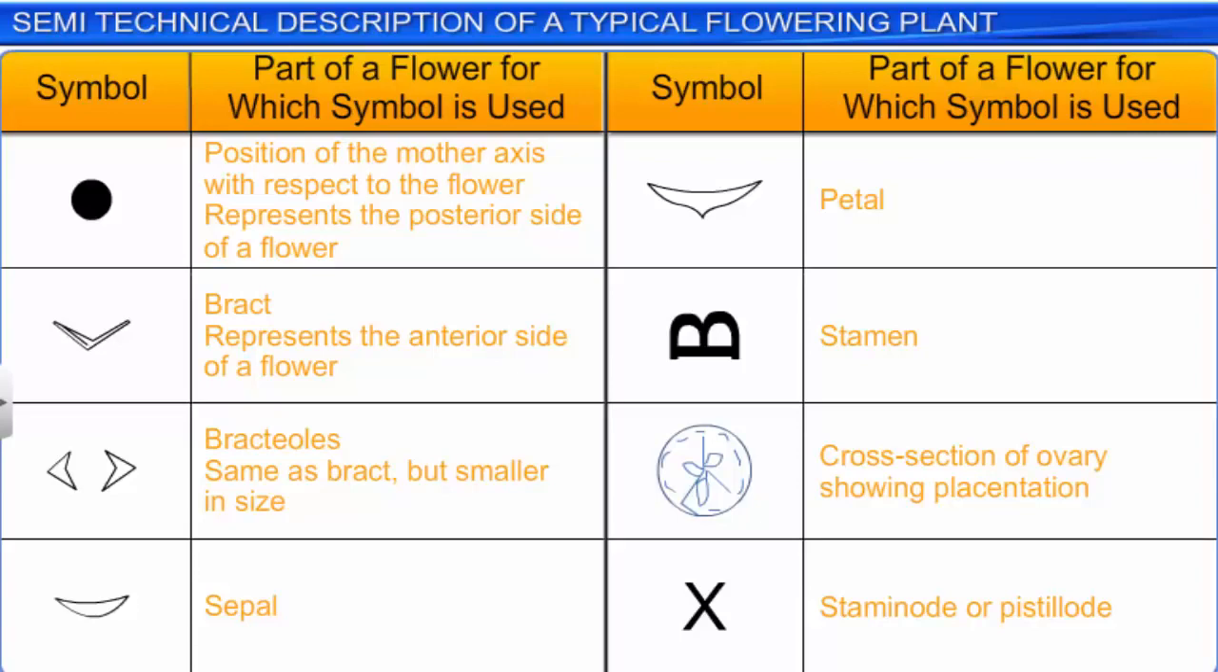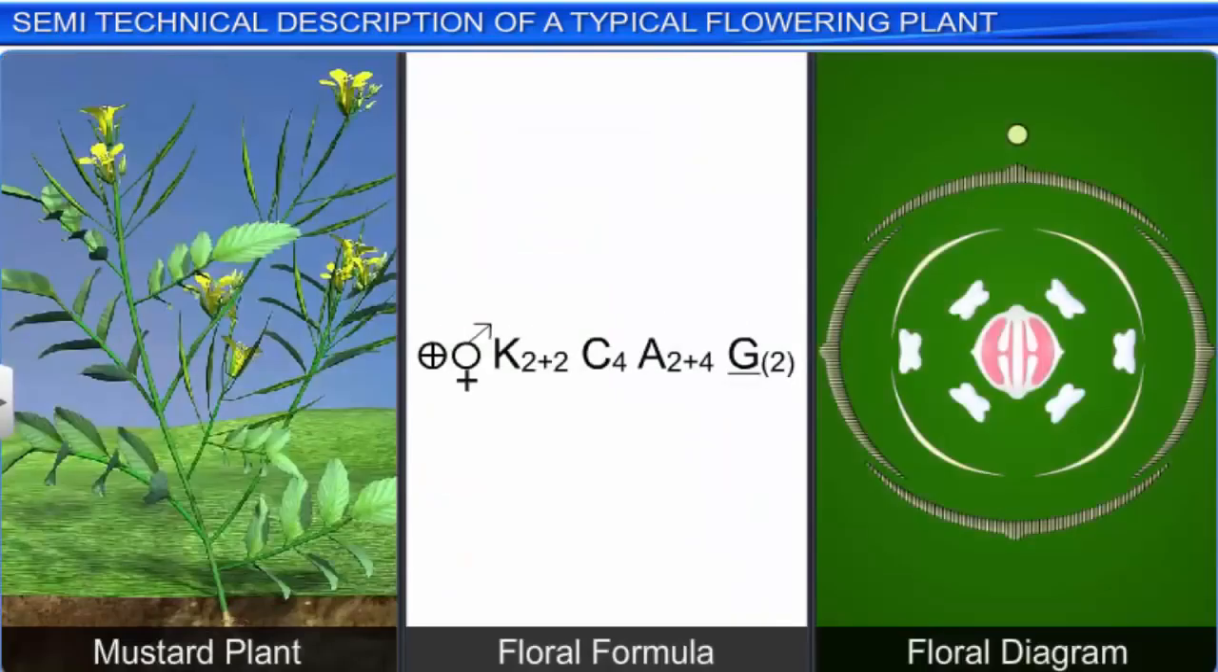Thus, the description of a flowering plant provides vital information about the plant. The description begins with the vegetative and floral characteristics and is followed by the floral formula and the floral diagram.